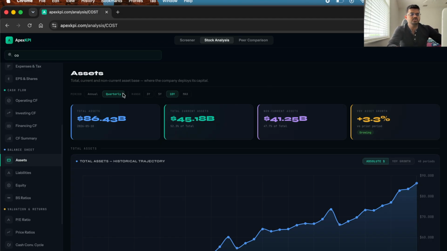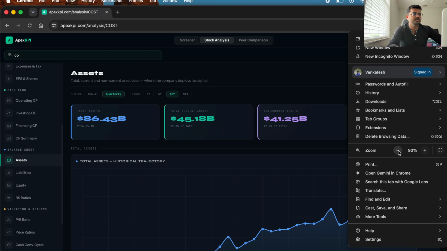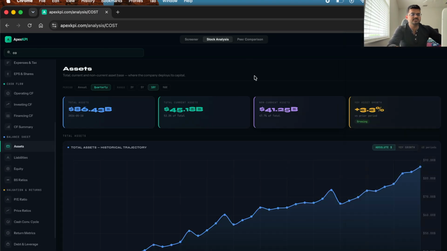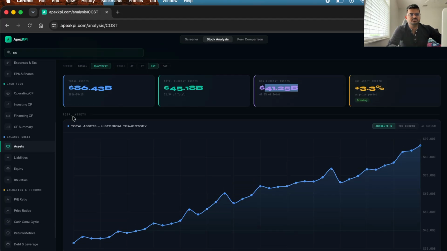So first, let's get into the assets. Again, you could look at it in different lengths: 3 years, 5 years, 10 years, or maximum. But I would prefer to look at the 10-year level so that I can see historically how the company has performed. So in the asset section, the first information I can see is that the total assets Costco has is $86 billion. Out of $86 billion, $45 billion is current asset, and $41 billion is long-term asset.